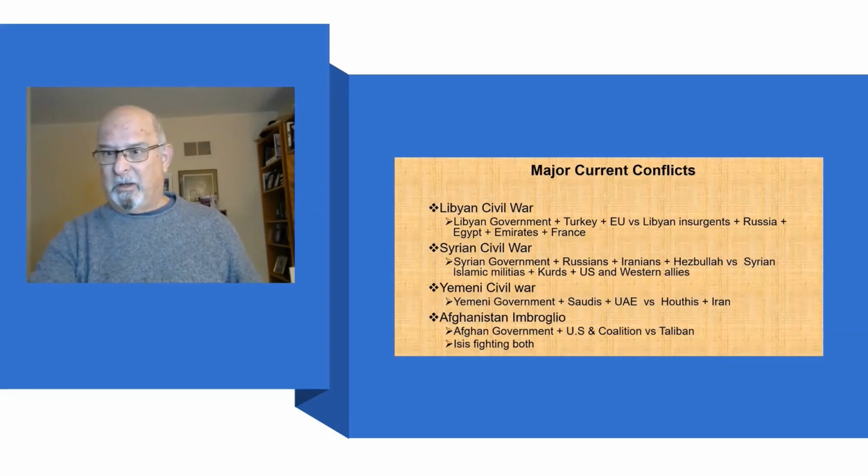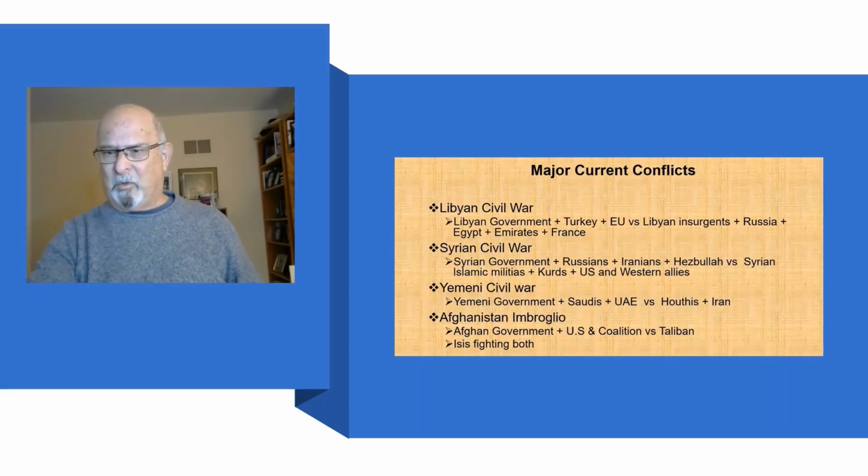As we speak, there are at least four that are raging in the region at different degrees of intensity. The Libyan civil war involves the Libyan government, aided by Turkey and the EU, versus the Libyan insurgents, aided by Russia, Egypt, the Emirates, and France, just to indicate how foreign intervention in the Middle East to serve the strategic interest of the intervening, mainly due to oil, has complicated conflicts and made them so entrenched over time.